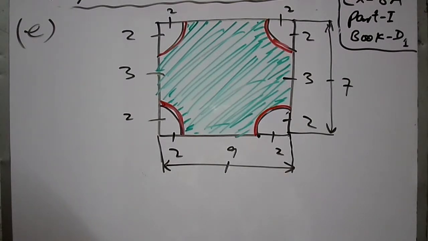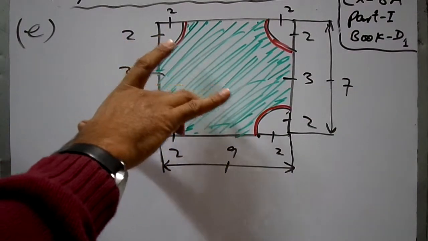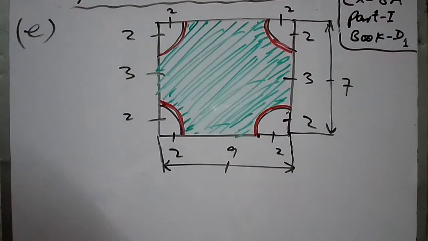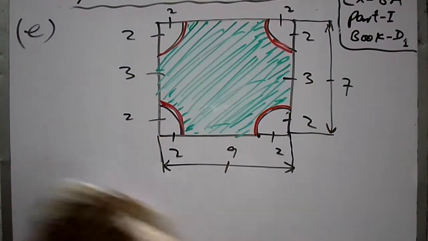So we have to find the perimeter and area. But it should be noted that for the 4 quadrants we have to find area. Then for the full figure we have to find area. So you can see the diagram.